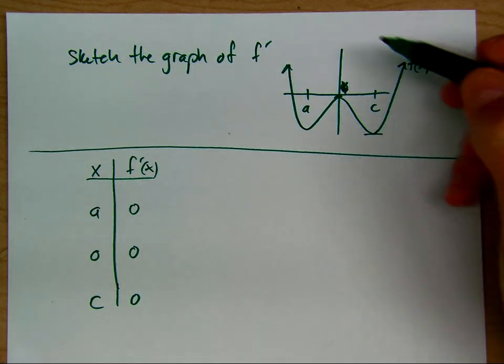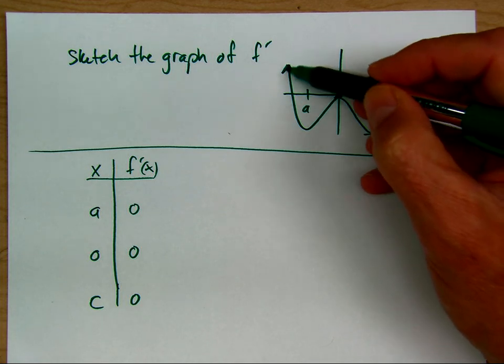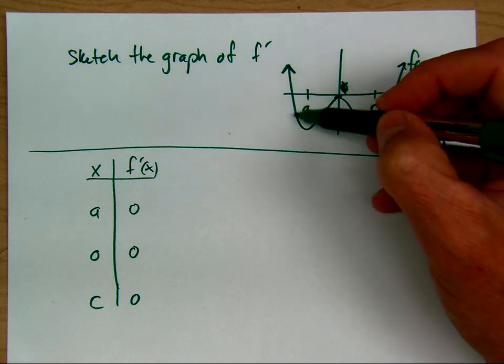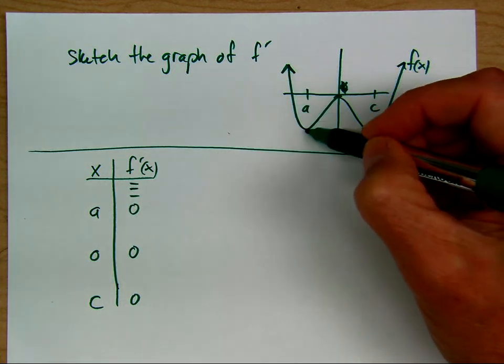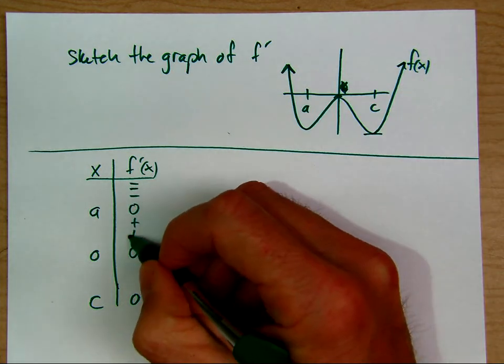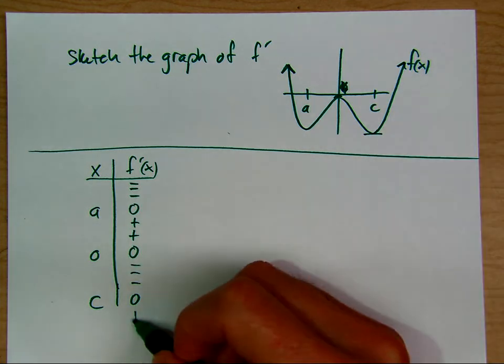Then we look at the slope here. We make sure we don't say the slope is positive. Don't look at the arrow. We look at the graph. It's decreasing. So we have negative slopes. Then it goes to 0. Now we have positive slopes. Then we have negative slopes. And then positive slopes.